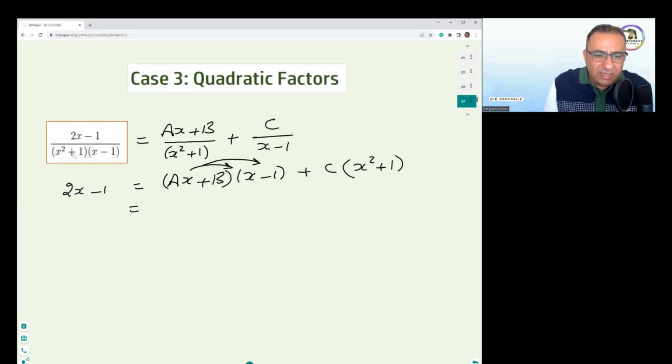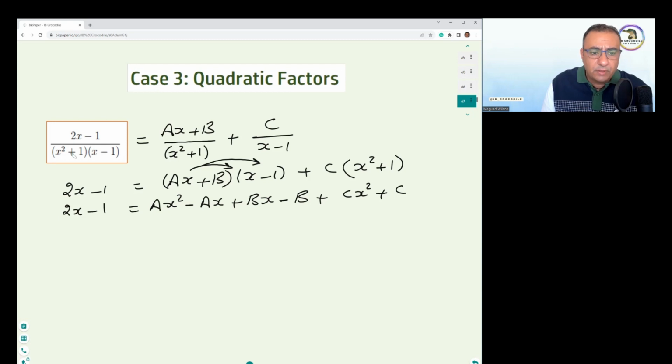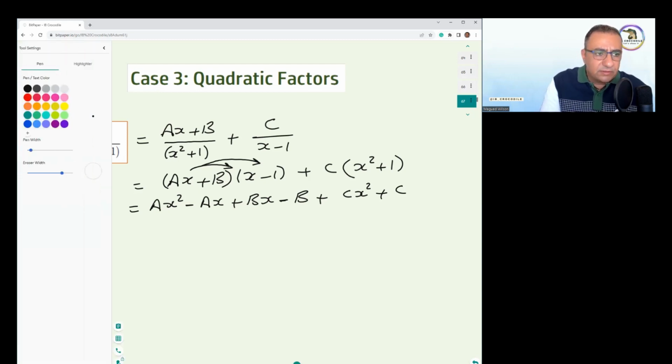So ax times ax is basically ax squared, and then ax times minus 1, so negative ax, plus bx. Now I can move to the second term, so bx and then minus b, and here we have just cx squared plus c, right? Now we have 2x minus 1. Okay, so now let's compare the coefficients.